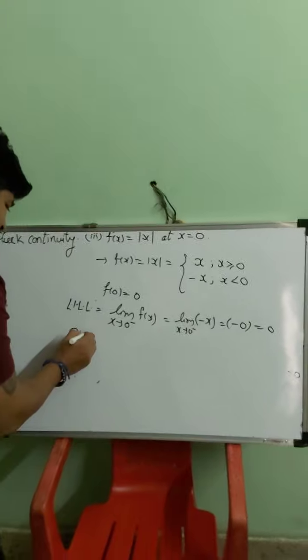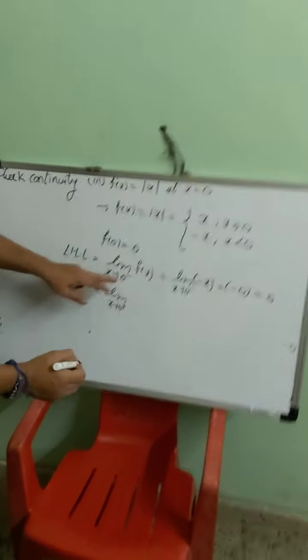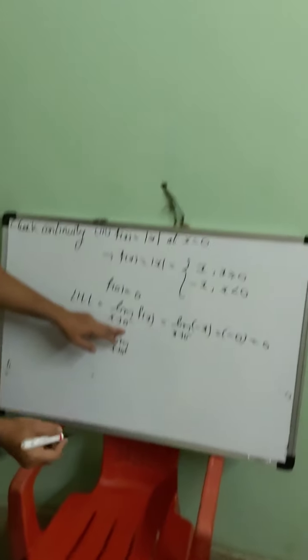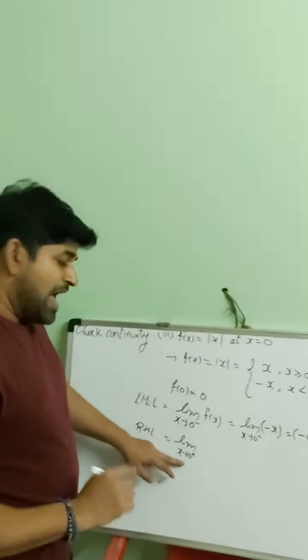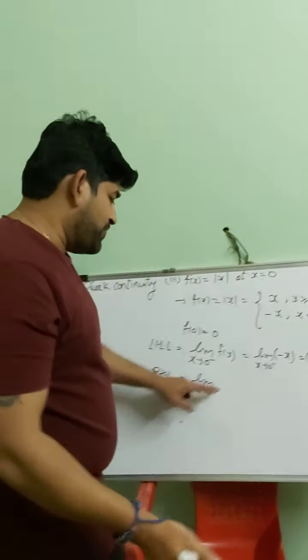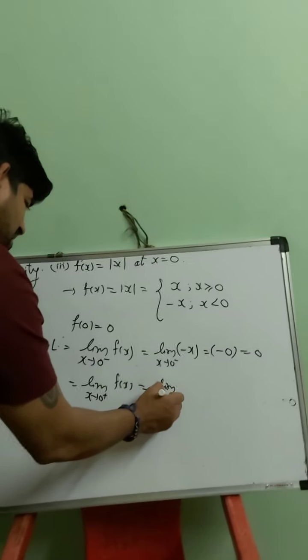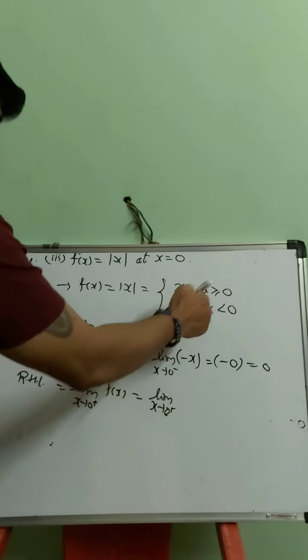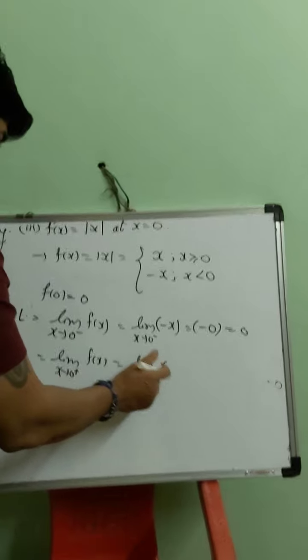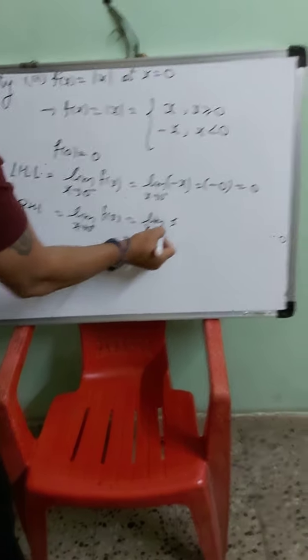Now I will find RHL, that is x tends to 0 plus. LHL, 0 minus, means for values of x less than 0. RHL, x tends to 0 plus, means for values of x greater than 0. Okay. So for greater than 0, how is this function defined? Yes, it is equal to x. So for greater than 0, it is defined in this way.